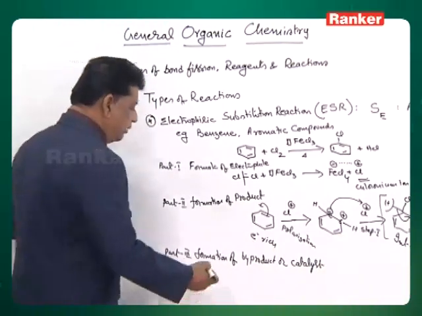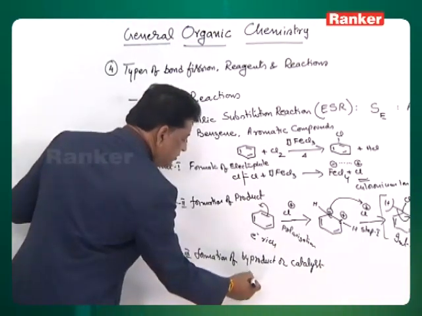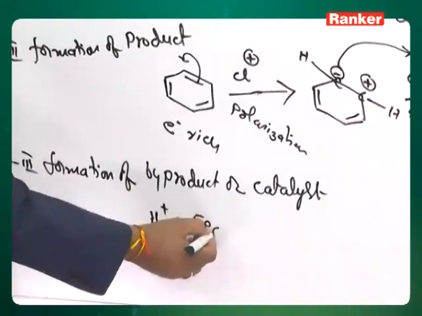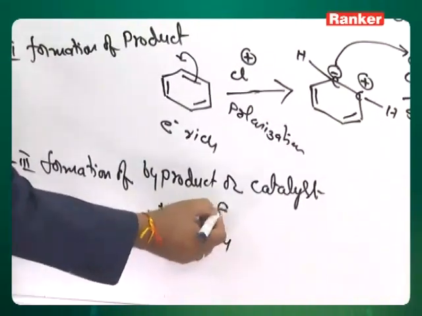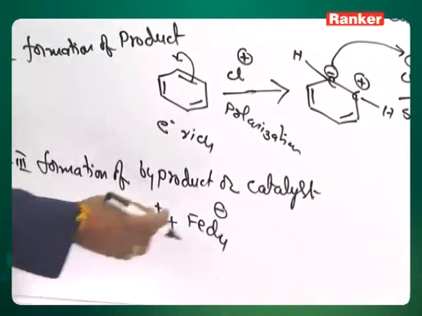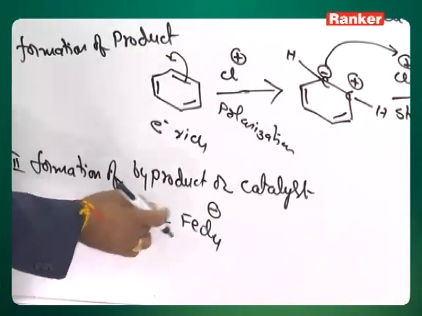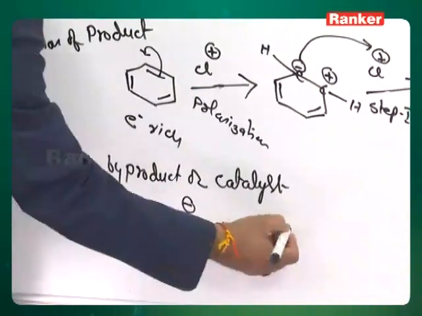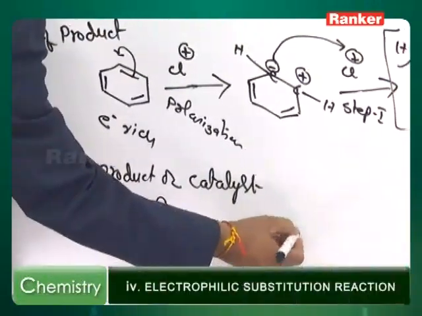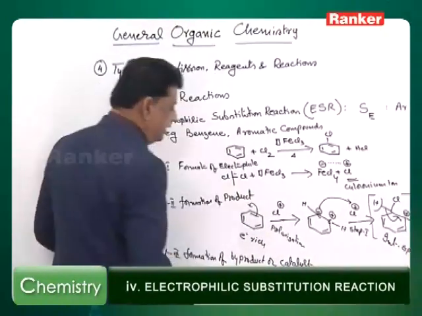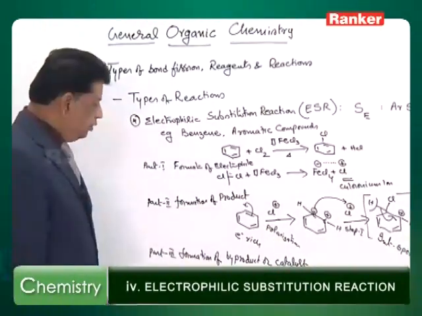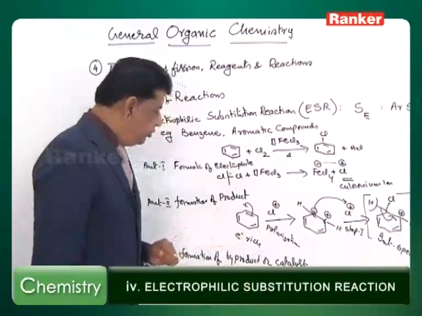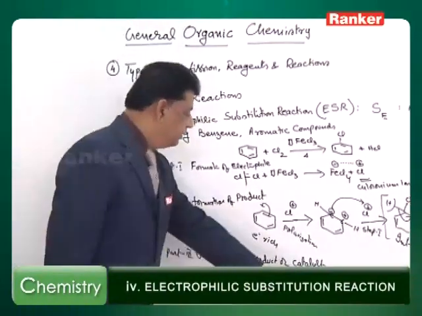In the same step I am showing that the H plus reacts with the FeCl4 minus, and the 1 Cl will be given here. So the Cl and the H form HCl, that is your byproduct. Again ferric chloride is generated back with the vacant orbital. So the ferric chloride, that is the catalyst formation. So the role of the catalyst is shown and how the byproduct is formed is shown.